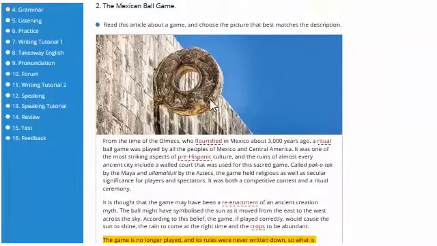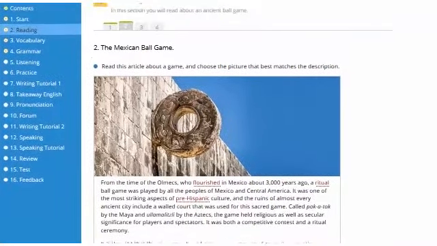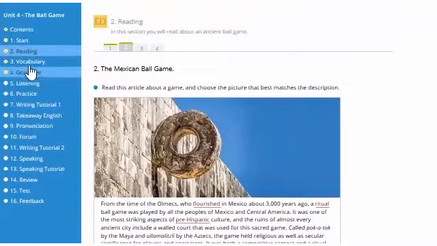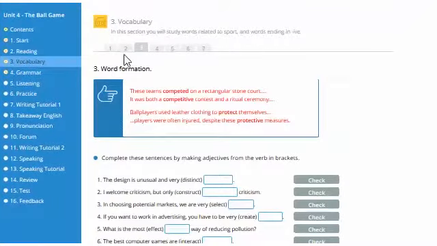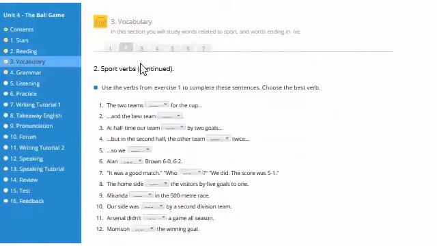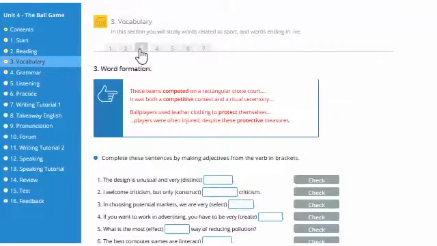The next section focuses on vocabulary related to sports and games. In the text, in the reading section, the students were exposed to a lot of language related to sports and games. In this section, we draw their attention to this language and build on it.